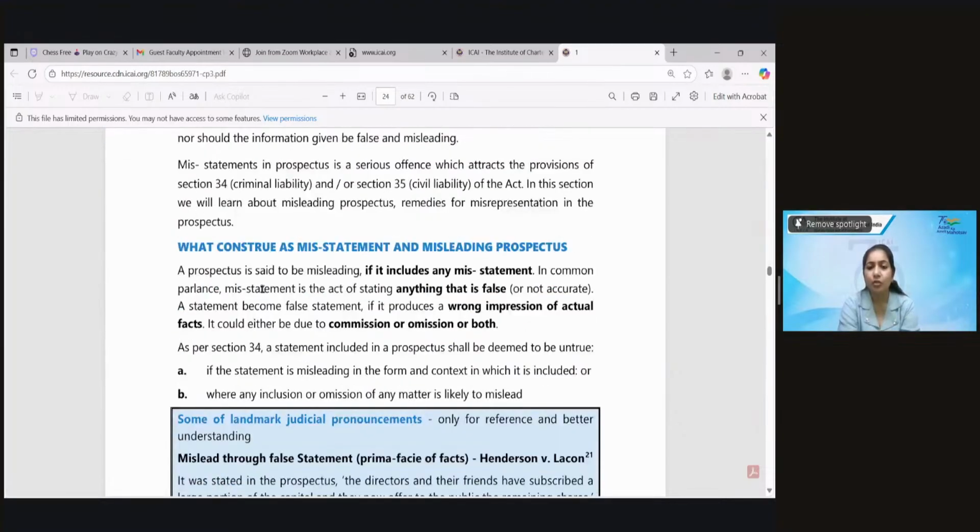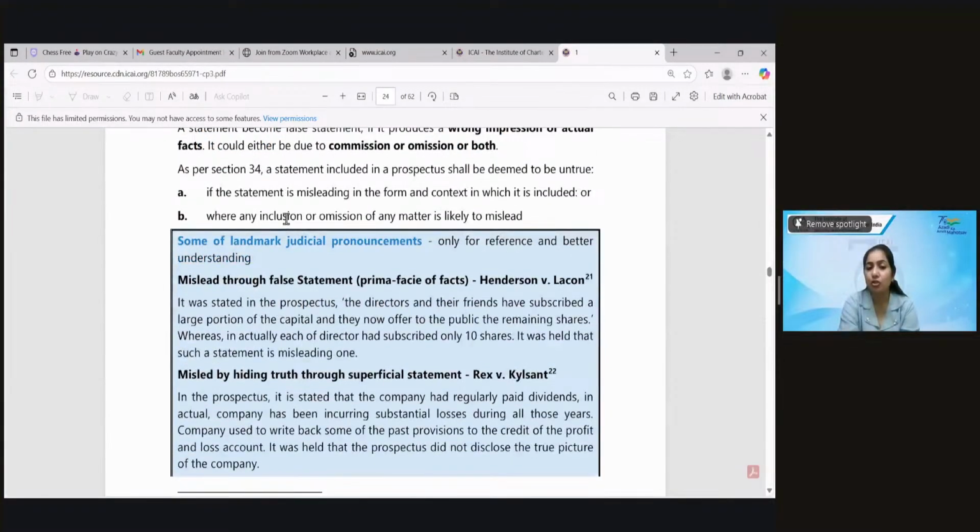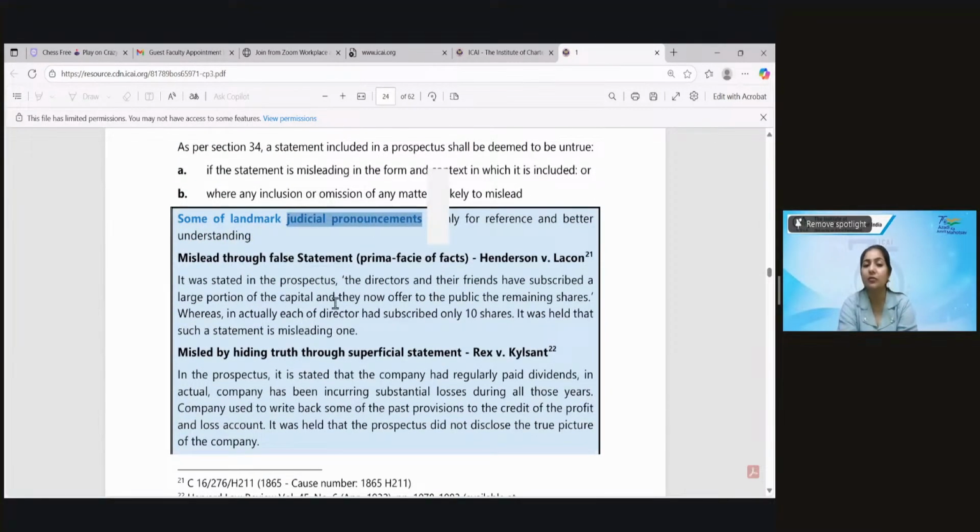Okay. So what is misstatement? I explained this definition from my presentation. If anything is false, gives a wrong impression, is wrong, untrue, or suppressed, it becomes misleading. If the statement is misleading, any inclusion or omission is likely to mislead. Now we will read the interpretation. What are judicial pronouncements? On the basis of certain court decisions, we have taken the meaning of these facts. How do you decide whether it is a misleading fact or not?